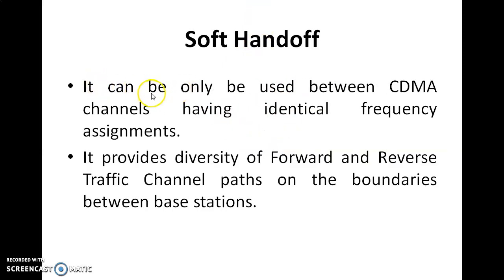But the thing is, it can be used only between CDMA channels. That is a bit of a disadvantage. Other than that, it's very useful. It is used between CDMA channels having identical frequency assignments. CDMA channels must be there, and there should be identical frequency assignments. Soft handoff also provides diversity of forward and reverse traffic channel paths, especially on boundaries between the base stations.